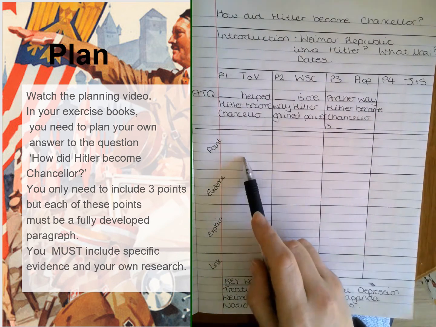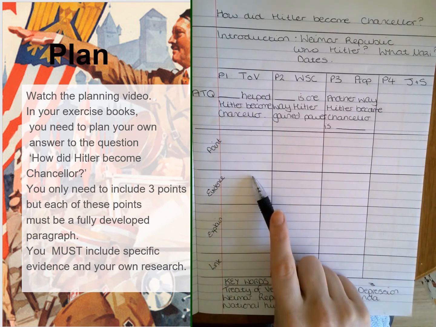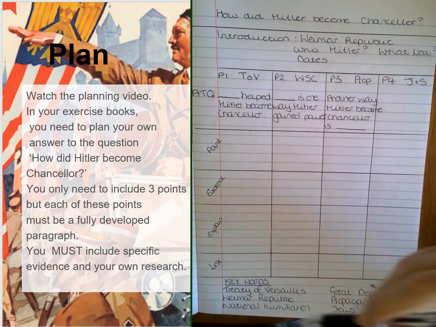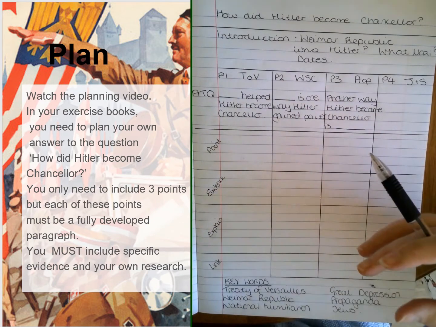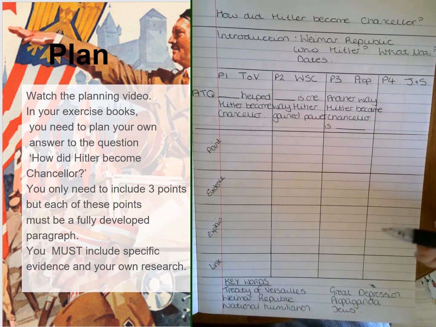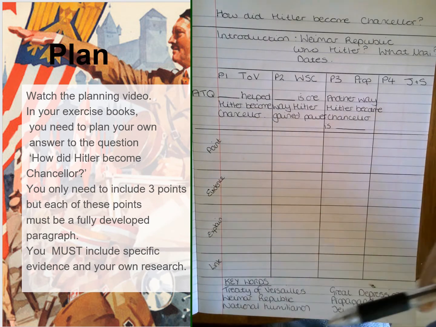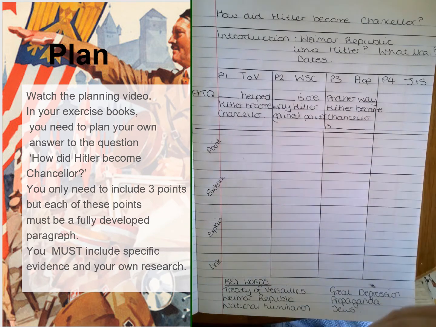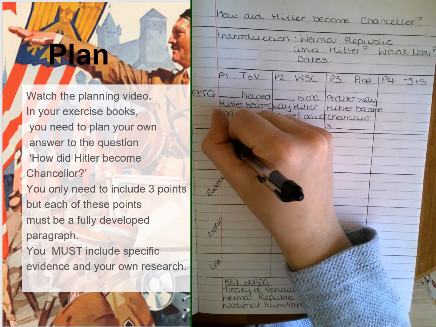So let's have a look at the points. I'm going to start with the Treaty of Versailles. So the point that I want to get across is that the Treaty of Versailles was used by Hitler to gain power. But how? Well, I know that Germany wanted to overturn the Treaty of Versailles, and Hitler promised to do that. So that is how he used the Treaty of Versailles to gain power. So that's my point. Let's put that in there.